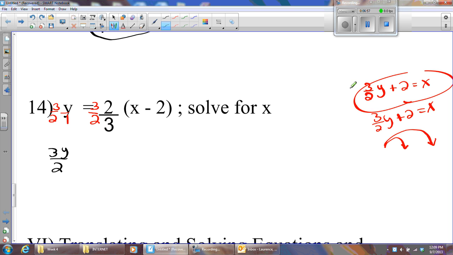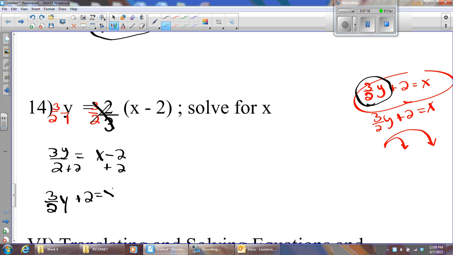Okay, that looks an awful lot like 3/2 y, right? And here, 3's cancel, 2's cancel. I get x minus 2. I add 2 to each side. I get 3 over 2y plus 2. That's equal to x. And notice it's the same exact answer.